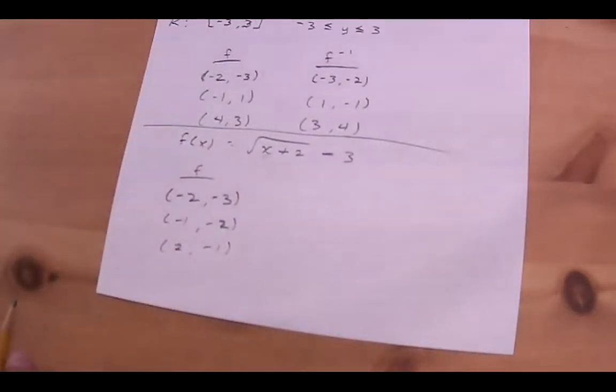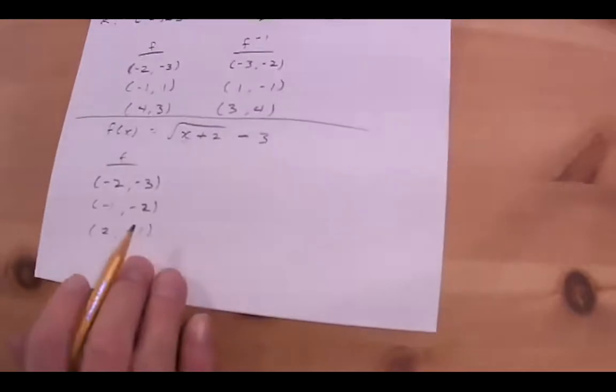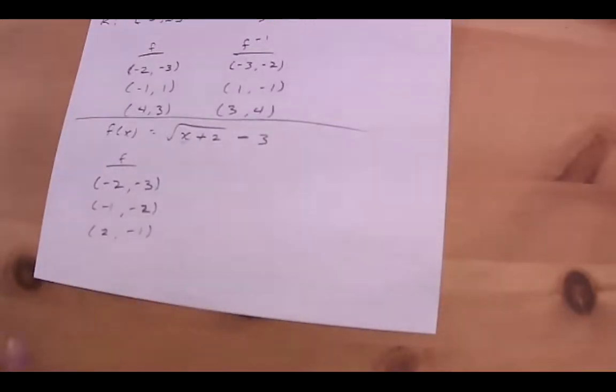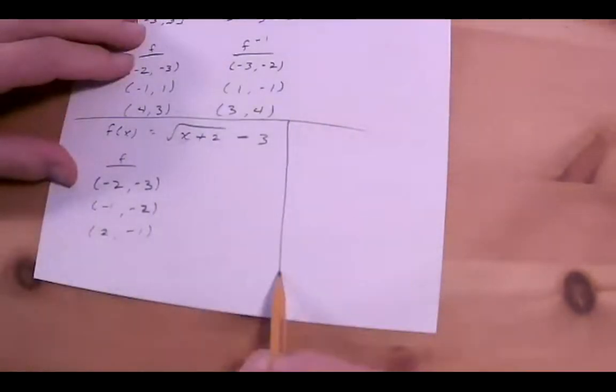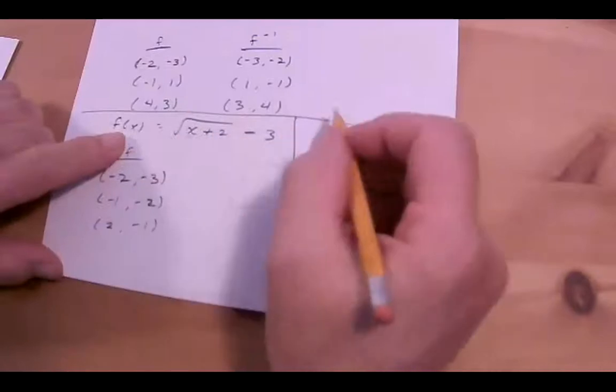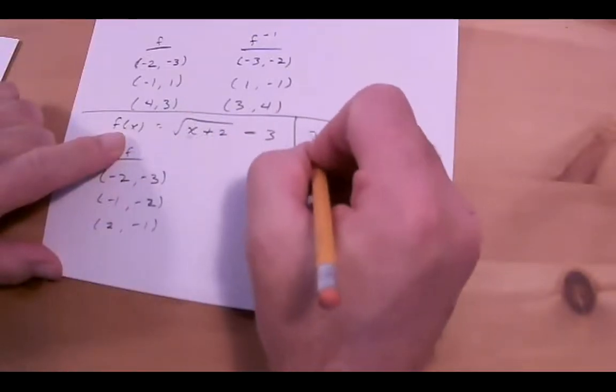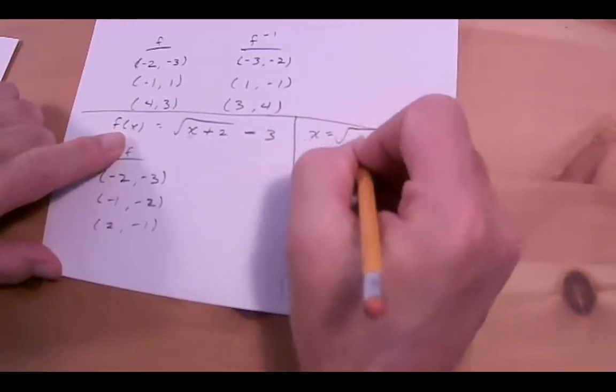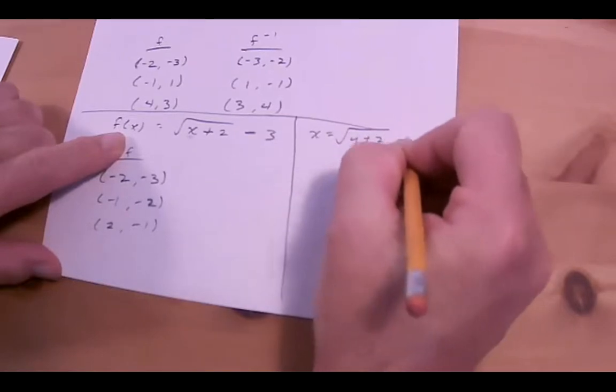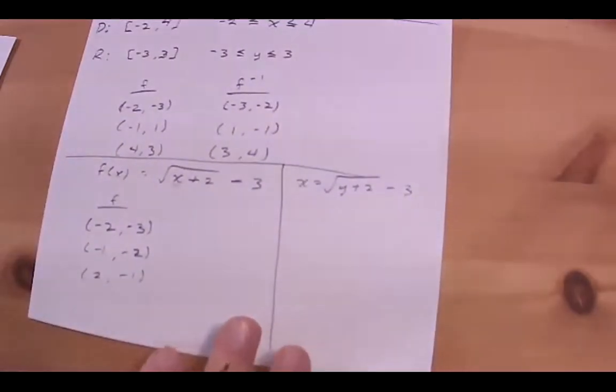Okay, and then it says find f inverse of x. Well, let's see. I need another sheet of paper for this. Well, no, I won't. I'm going to cheat and go right over here. Save paper. So I'm going to flip the coordinates and say, okay, x is equal to the square root of y plus 2, minus 3. And I'm going to solve that for y.